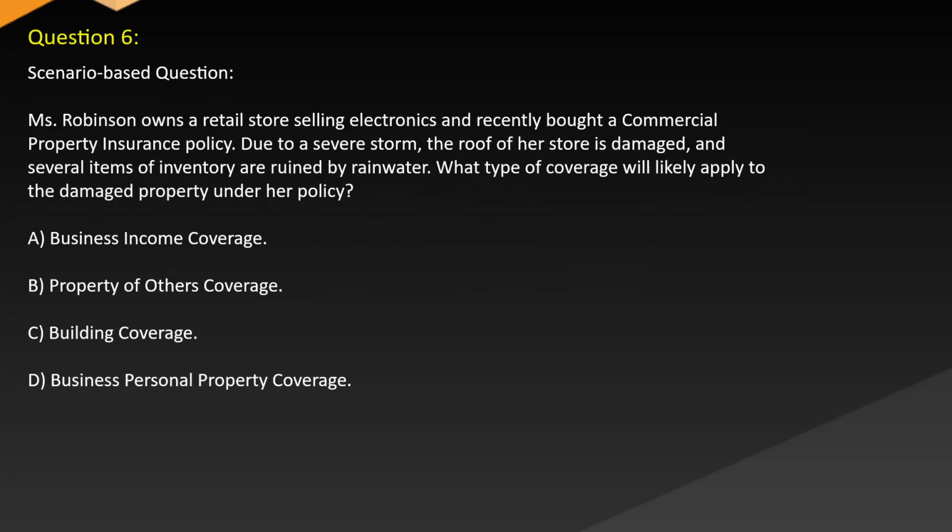Question 6. Scenario-based question. Ms. Robinson owns a retail store selling electronics and recently bought a commercial property insurance policy. Due to a severe storm, the roof of her store is damaged and several items of inventory are ruined by rainwater. What type of coverage will likely apply to the damaged property under her policy? A. Business income coverage. B. Property of others coverage. C. Building coverage. D. Business personal property coverage.